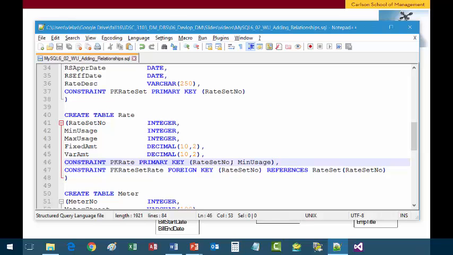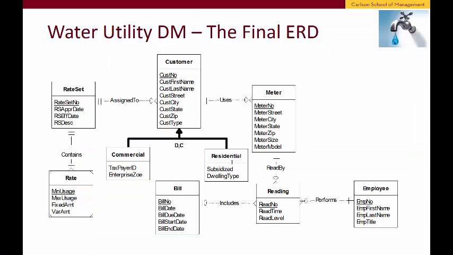Then we're going to continue back to the relationships and talk about the customer uses meters, where the meter is a child table with the crow's foot right next to it. So the meter needs to receive a customer number, cust NO, foreign key, pointing to that customer table. And because a customer is required in this relationship, that foreign key cust number cannot have null values.